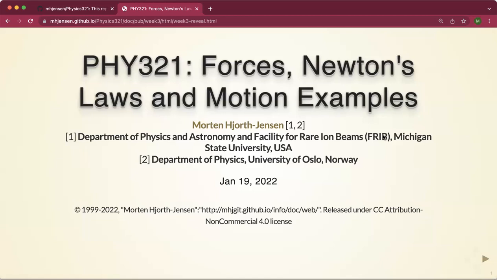So the topic this week is something which most of you have seen before. We're going to remind you a little bit about forces, Newton's law, motion examples, and topics which will again be related to the exercises which we're going to solve. And we're also going to look at how to actually compute things, how to set up a program. We're also going to remind you a little bit about the scientific method itself.